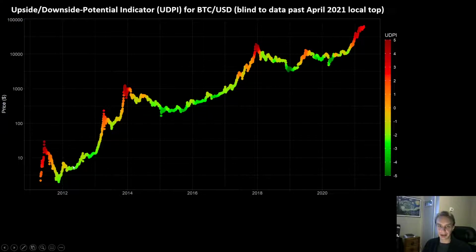So for this graph, I only let the model fit itself up until April of 2021. It has no knowledge of what comes after. It only has knowledge up to that local top, the high that I put in for that part of the market cycle. Okay, so that's good. So now we know I called this really low point, called this really high point.